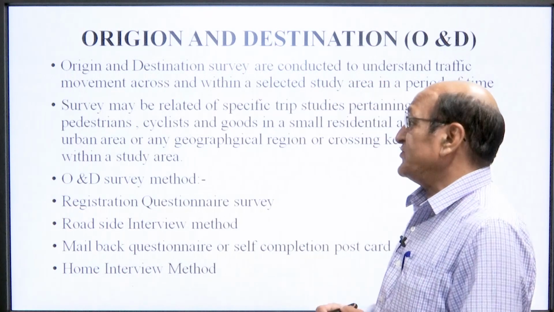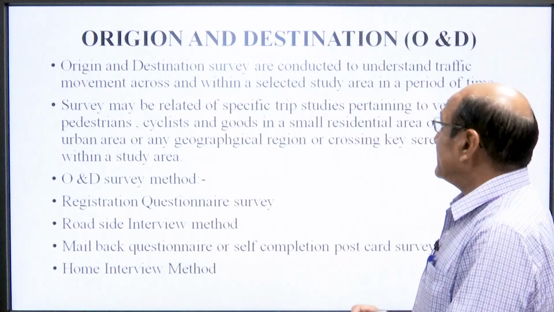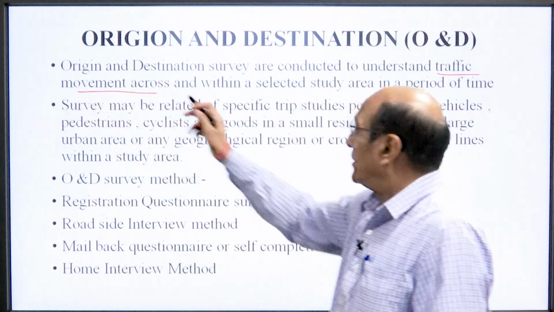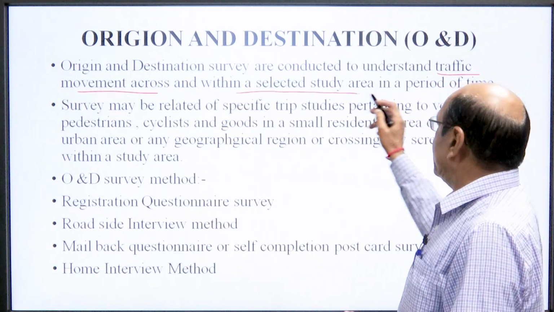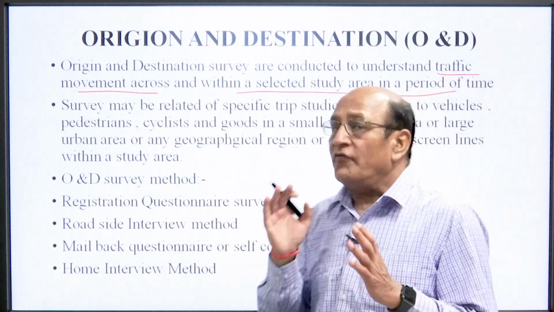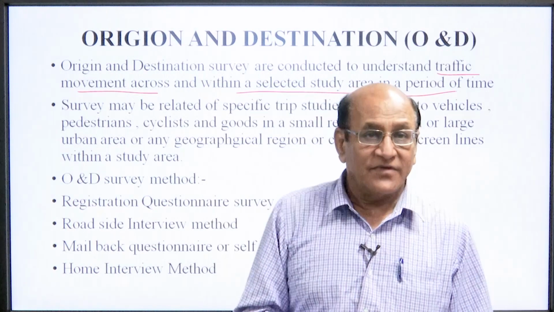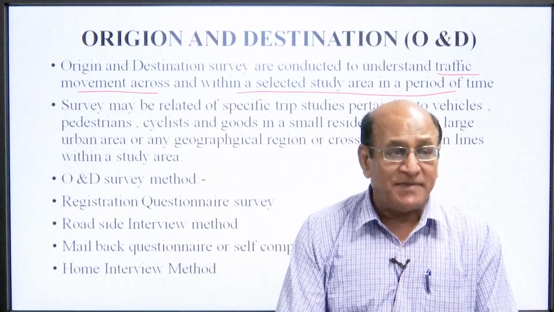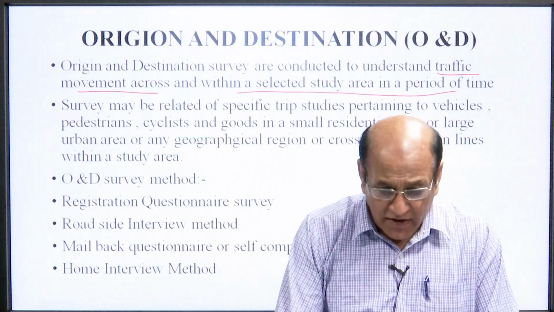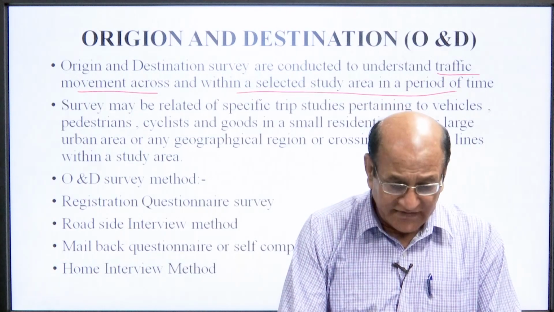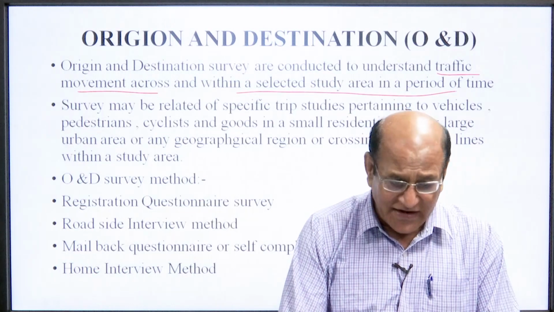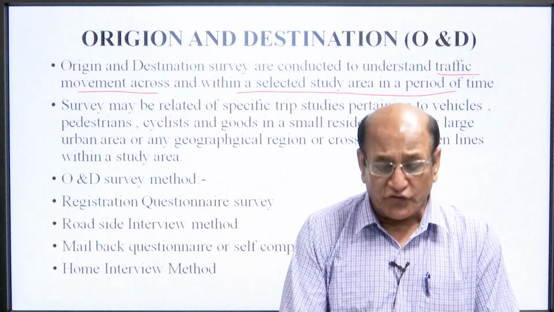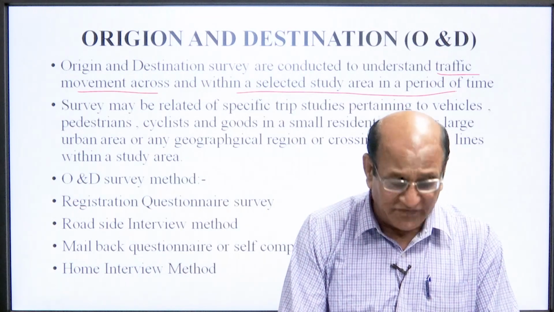So, what information is required? Origin and destination surveys are conducted to understand the traffic movement across or within the selected study area in a period of time. The survey may be related to a specific trip, or a study pertaining to vehicles, pedestrians, cyclists, or goods in a small residential area, a large urban area, or any geographical region, or crossing key screen lines within the study area.